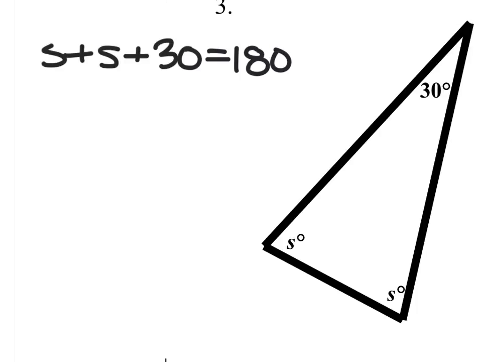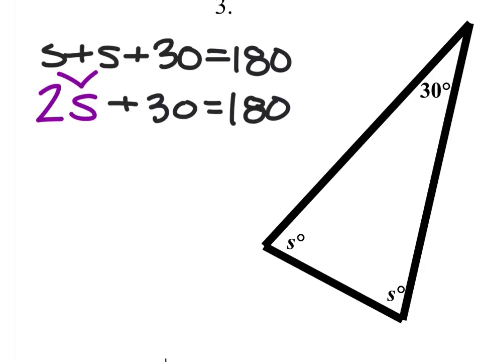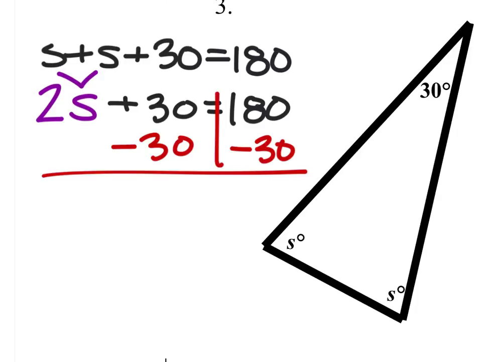That equals 180. Now if I combine like terms on this one, I'm not going to have a number, but rather a variable that I'm going to combine from these two S's. And that's exactly how many I have. I have two S's, and then, of course, I have the plus 30 equals 180. So now I need to get the S's by themselves by subtracting 30 from both sides. And 180 minus 30 is 150.